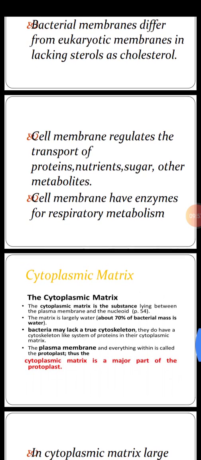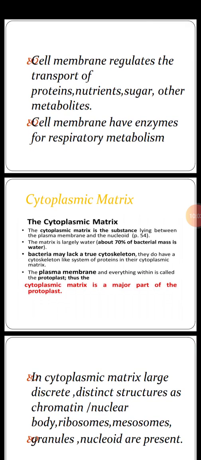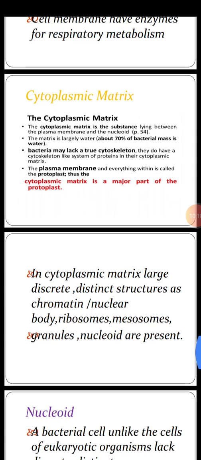The cell membrane regulates the transport of various substances like proteins, sugars, nutrients, and metabolites. Metabolites are the substances that take part in metabolism, chemical reactions. The cell membrane also contains enzymes for respiration, or regulation of respiratory metabolism processes. Then comes the cytoplasmic matrix, that is, the space in the cytoplasm. It is the substance lying between the plasma membrane and the nucleoid.